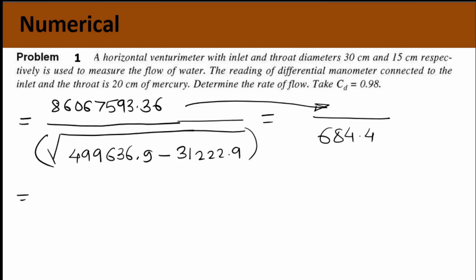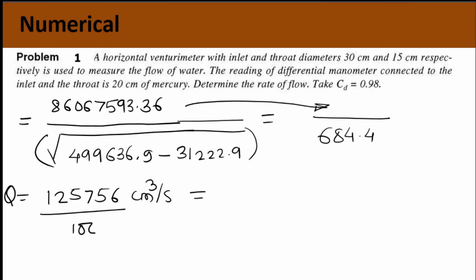Okay, so last answer is 1257.56 centimeter cube per second. So this is the value of discharge, actual discharge. We have the habit of writing the discharge in terms of liter per second. So converting this into liter per second, what I need to do is divide this answer by 1000. So I'll divide it by 1000.